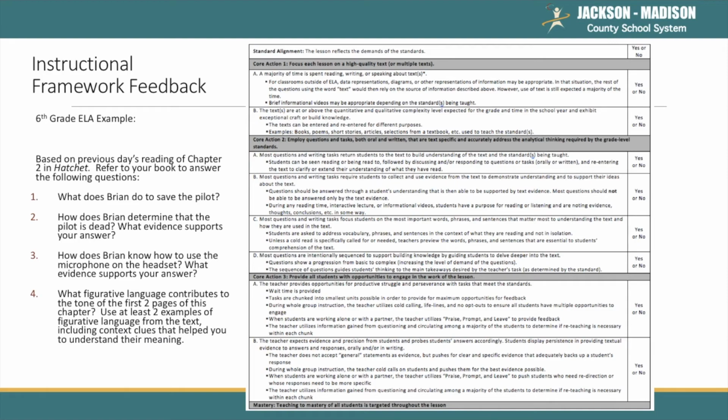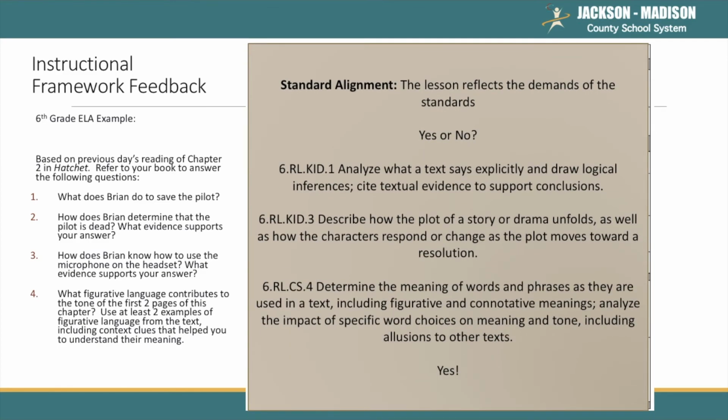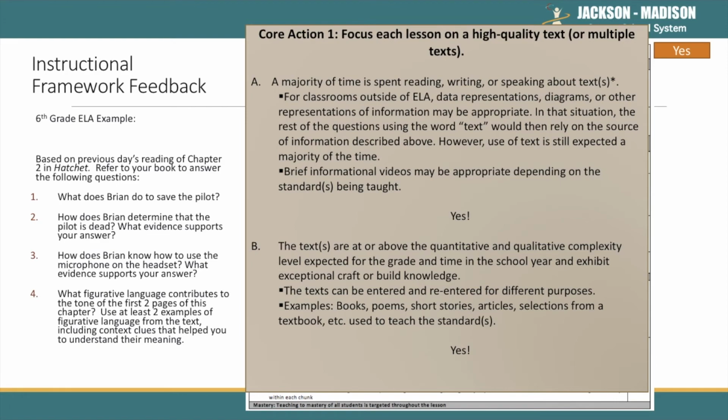Following that, we would inspect the quality of the focusing activity with the IPG indicators outlined in the What section of the instructional framework. We would ask ourselves if the lesson reflects on the demands of the standards. In this case, yes. Next, we would look at Core Action 1 and ask ourselves, is the majority of the lesson spent reading, writing, and speaking about text? In this case, yes.